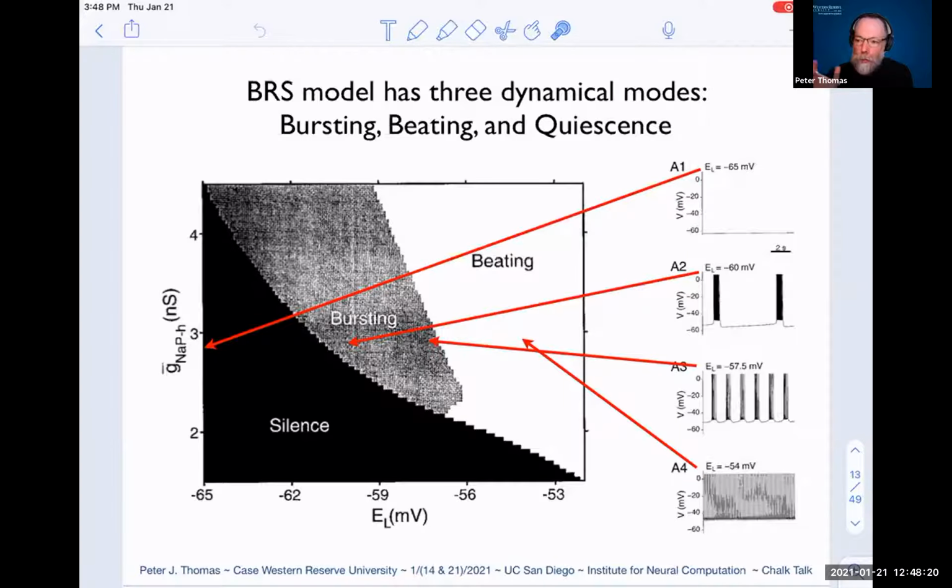But in the context of breathing, this is not a good thing, because the way this system is interacting with the motor system ultimately is there's a motor output. And when you take a breath, you want to have all of the motor neurons getting stimulated for long enough to inflate your lungs. And then you want them to stop so that you can relax your lungs. You wouldn't want to be constantly breathing in and never breathing out. So the beating region would be pathological if it appeared in the intact system.